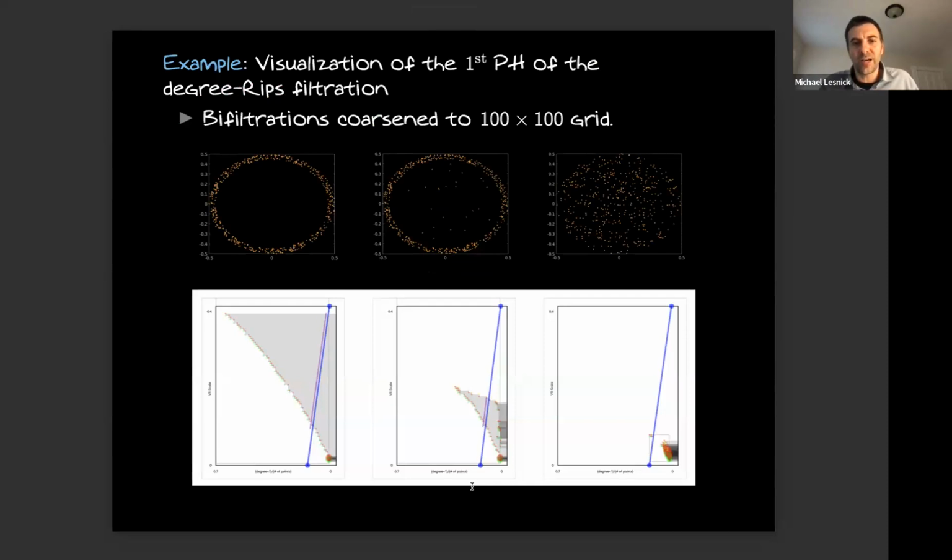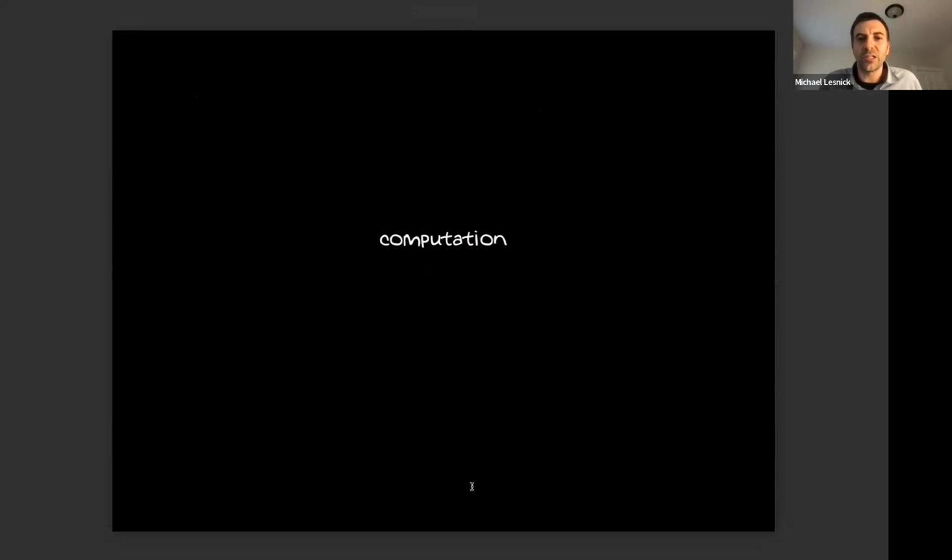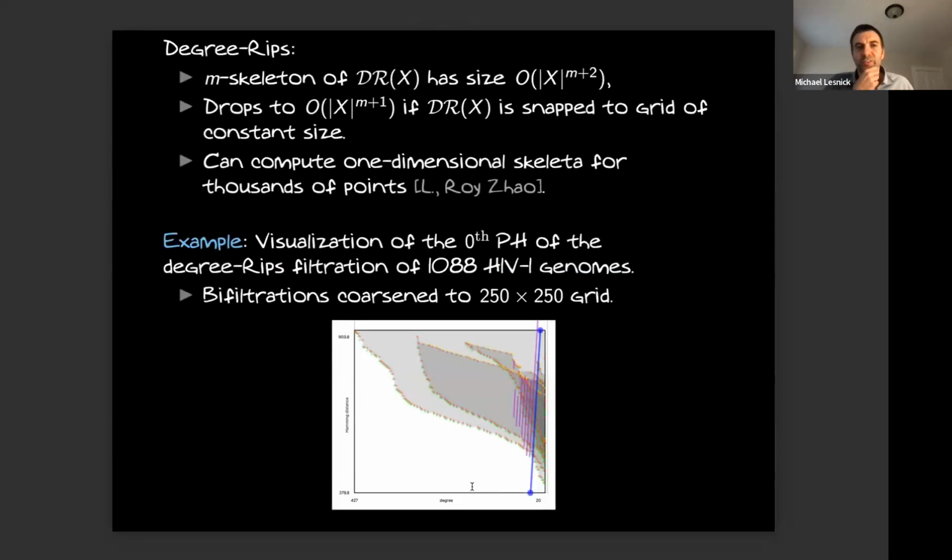And let me turn now to a discussion of computation, and we'll also talk about sizes of things because that's related to computation, of course. So degree RIPS, our less robust construction, is also our most computable one. The M skeleton of degree RIPS of a metric space X has size O of the number of points in X raised to the M plus 2. But if we snap our bifiltration to a grid of constant size, this drops to O of the size of X raised to the M plus 1, which agrees asymptotically with the size of the M skeleton of the ordinary RIPS filtration. So these guys aren't too huge.